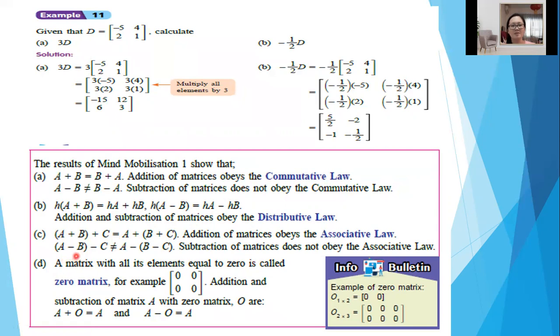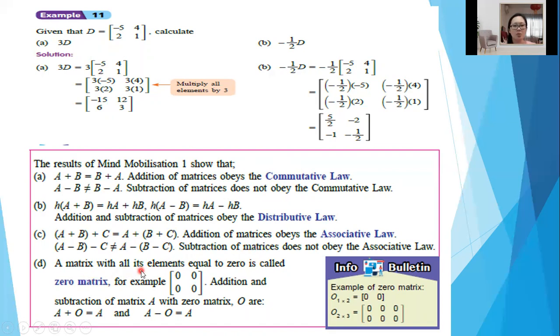However, (A minus B) minus C does not equal A minus (B minus C). You see the bracket, A minus B in the bracket. This is B minus C in the bracket. So subtraction of matrices does not obey the associative law.